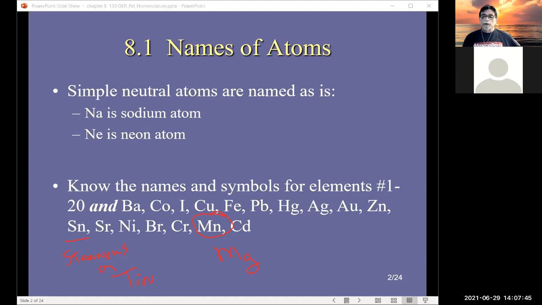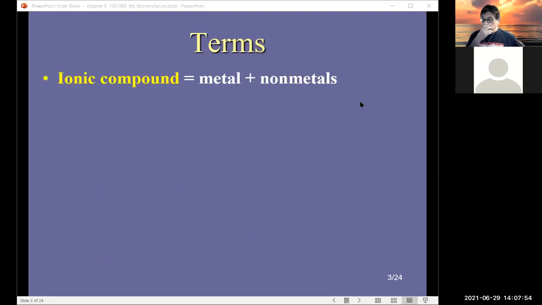When the metals become ions in the compounds, their particular name, as I mentioned a long time ago, does not change. So the sodium element becomes a sodium ion. And that's true for all the other metals. We talked about ionic compounds. Ionic compounds are a combination of a metal and a non-metal.